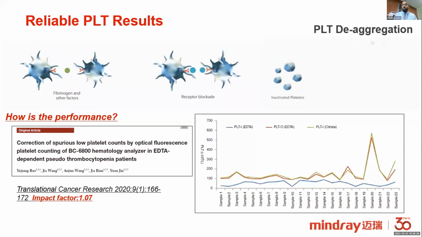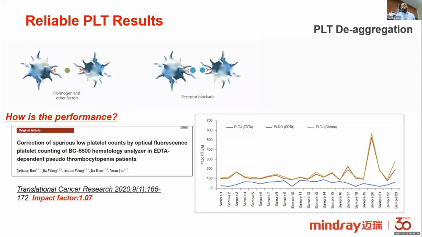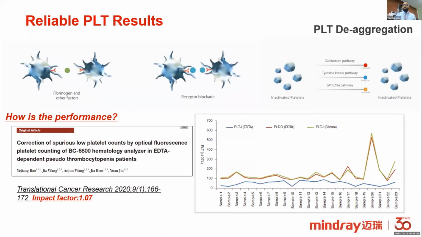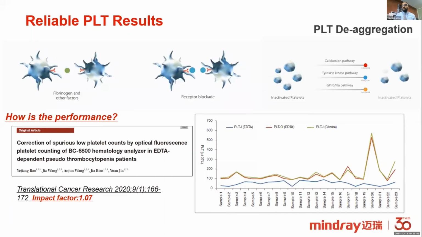And the case that all of you know, EDTA-dependent pseudothrombocytopenia. If you face this problem in your laboratory, the regular method is to use the citrate tube, and we report these low platelet results from the citrate tube. Here is a study where we can compare our platelet aggregation using optical counting and this special dye with the citrate result.